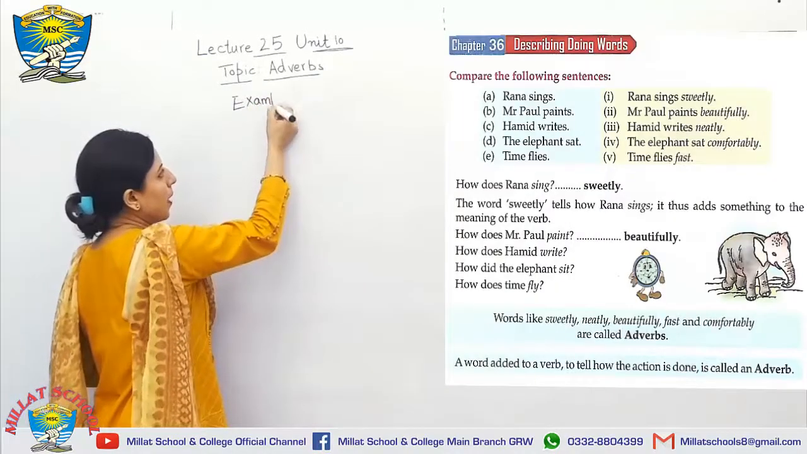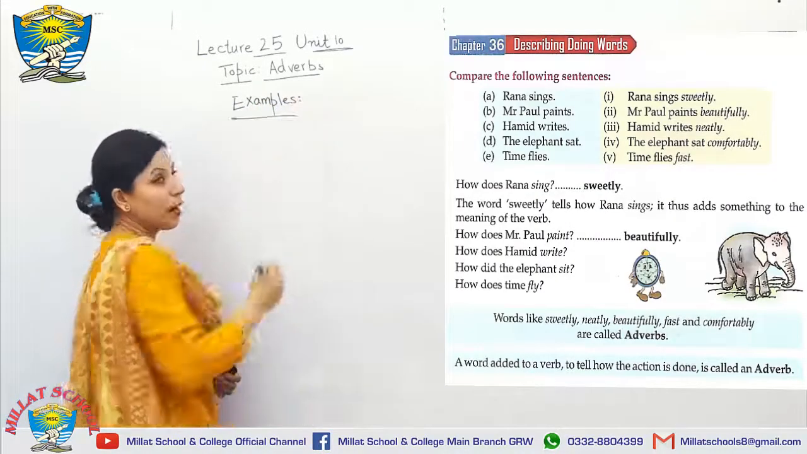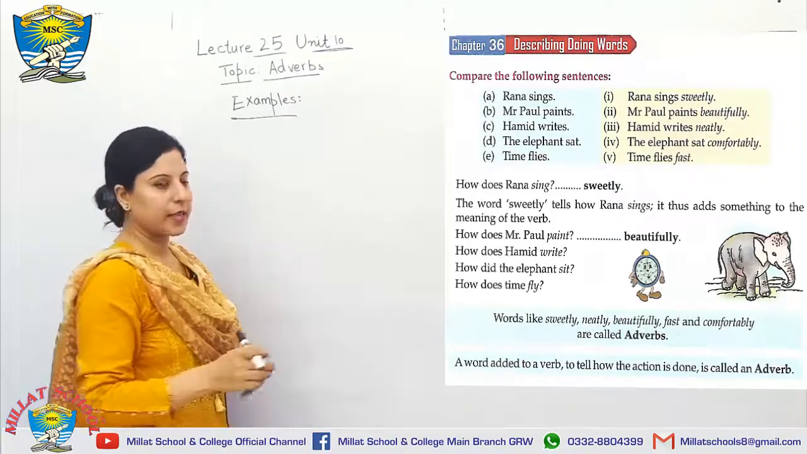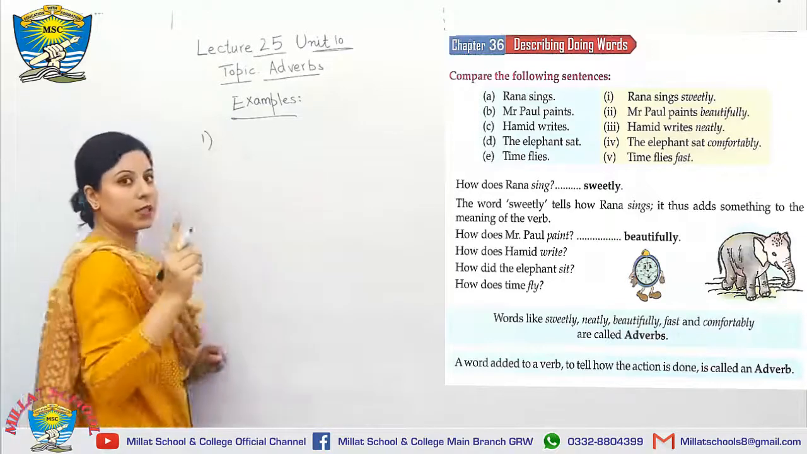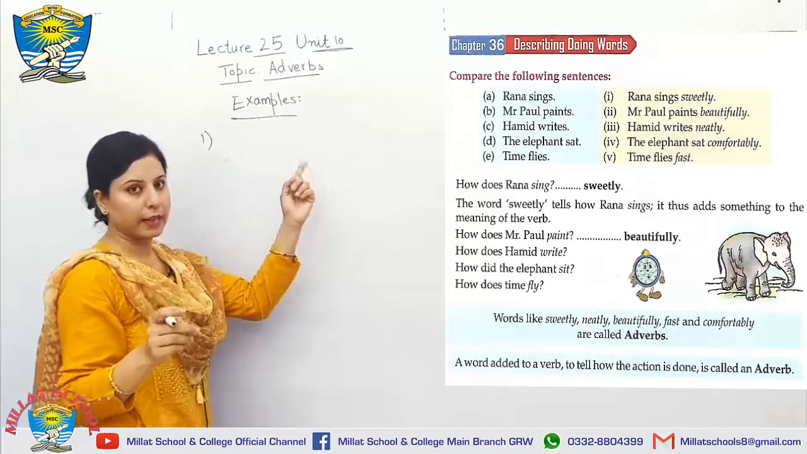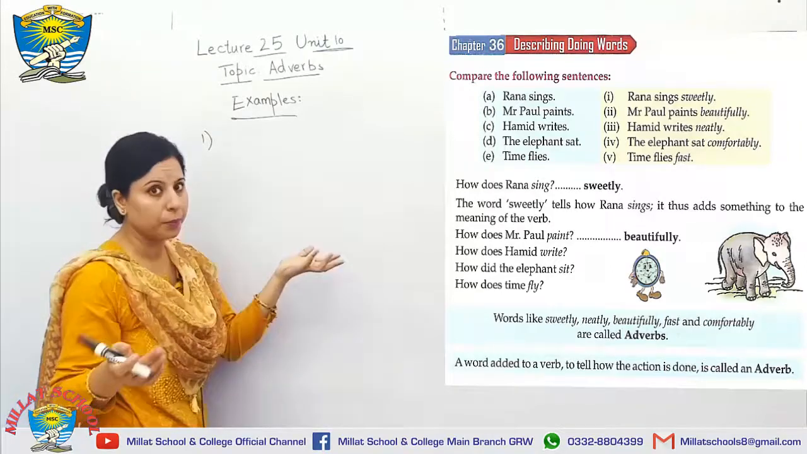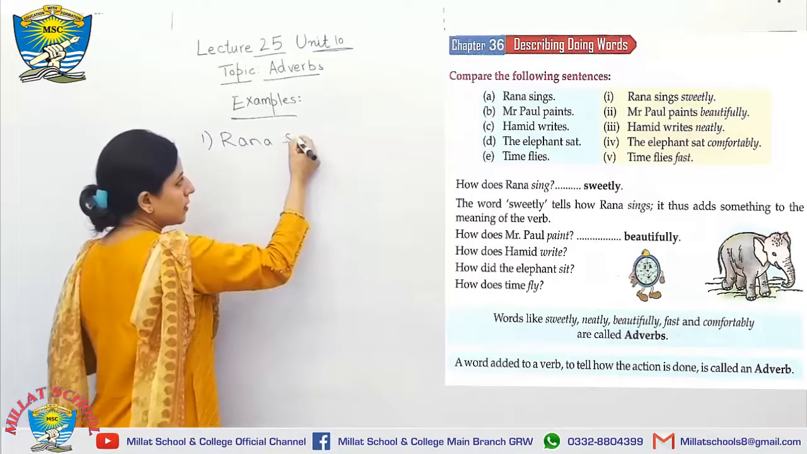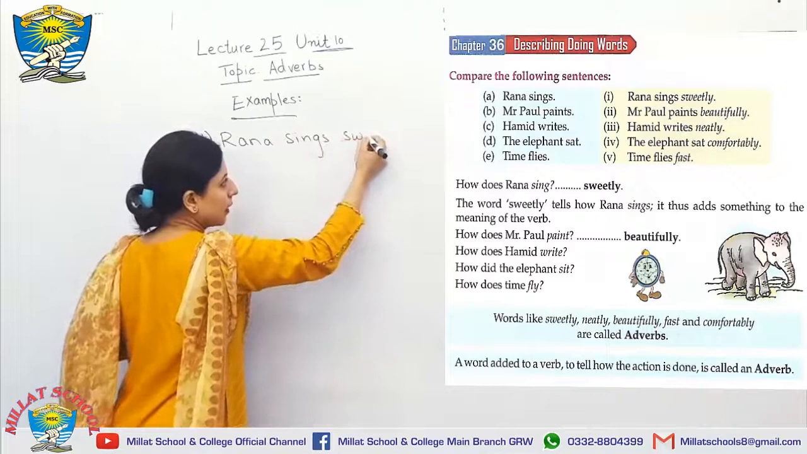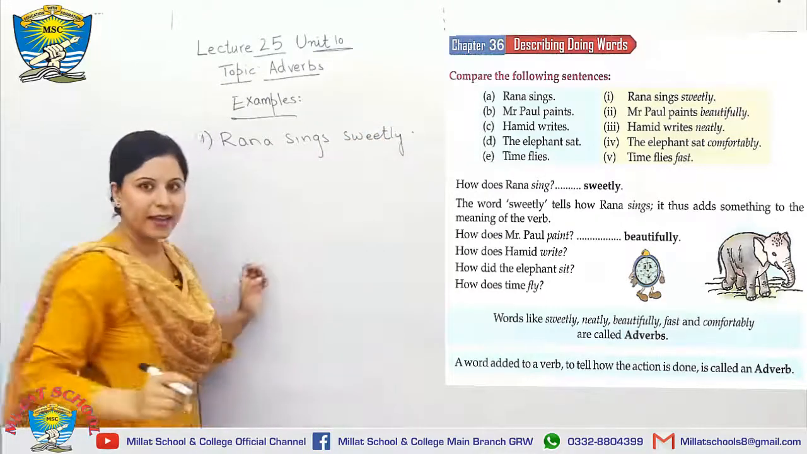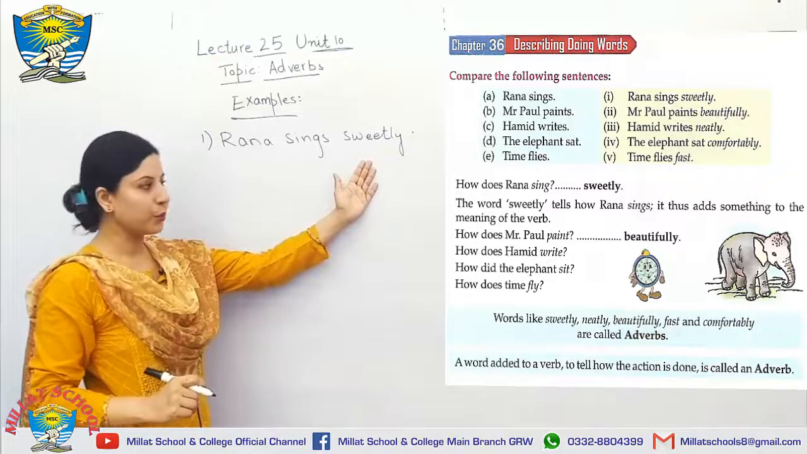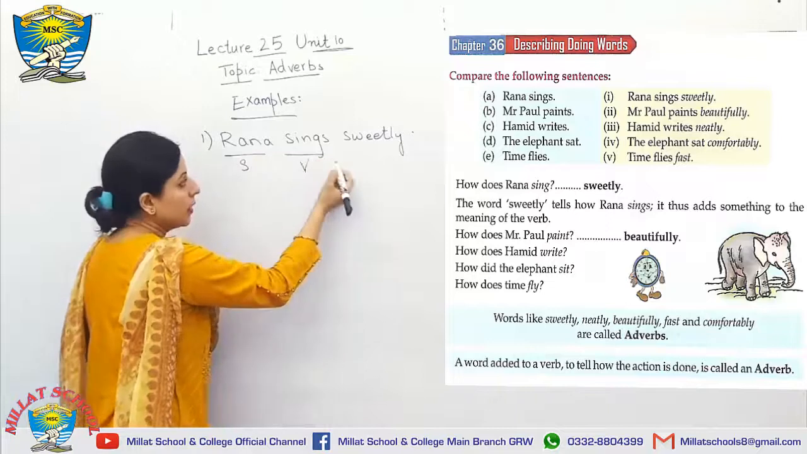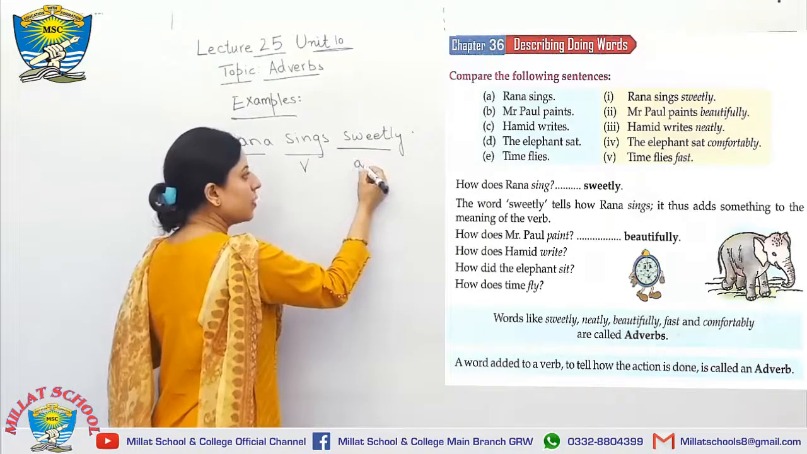I like to give you many examples of anything. Why? Because examples are the way to help you out. So let's see. For example, I use the first example of the first thing that I have told you, word added to a verb. How? For example, Rana sings sweetly. How? I have used one adverb for you. Rana is a subject, sings is a verb, and sweetly is an adverb.